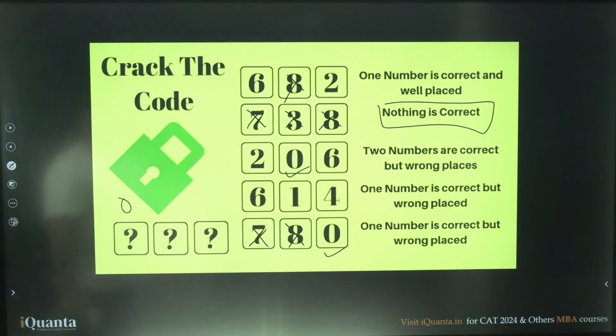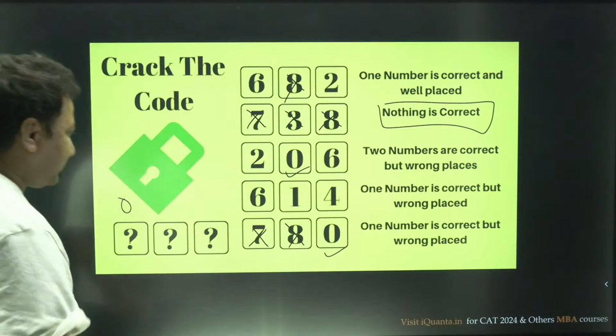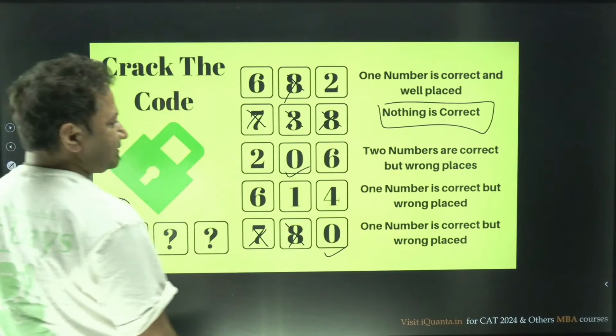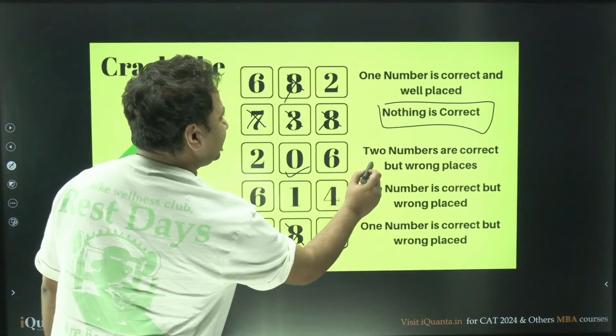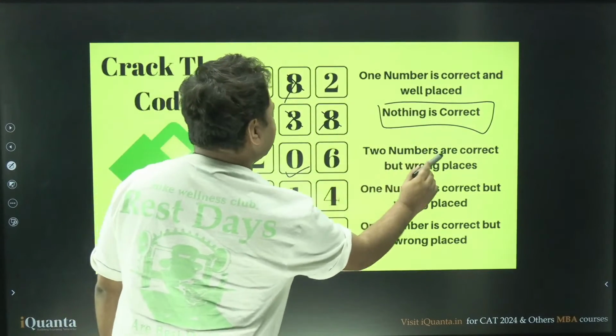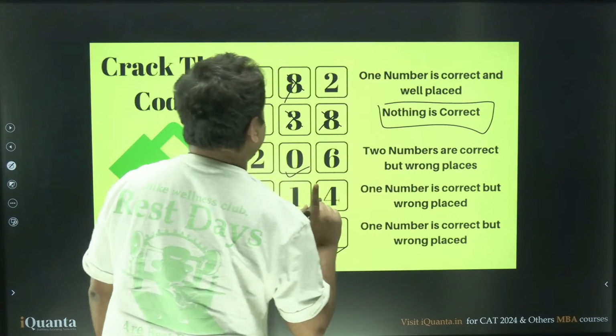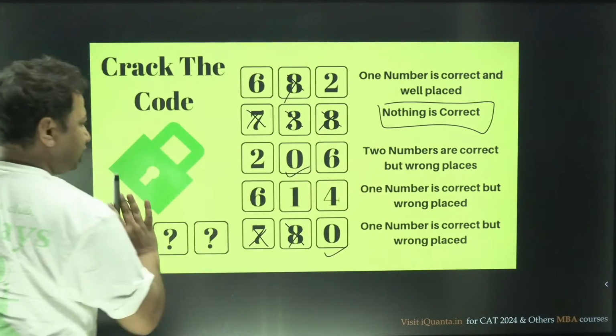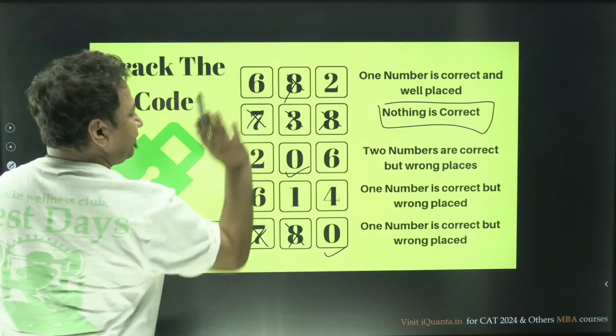Cool. So 0 has to be at the first position. We are sure about that. Okay. What else? Here we had one number is correct and well placed. Here we have 2 numbers are correct but at wrong places. So 0 is for sure. We have got that. Now 2 or 6, one has to be correct.